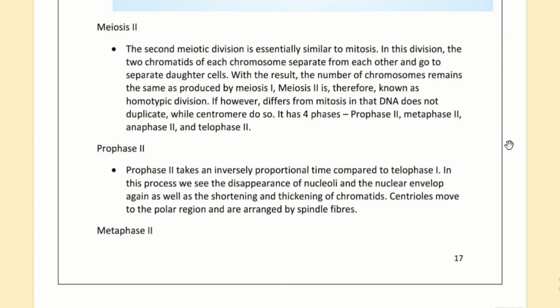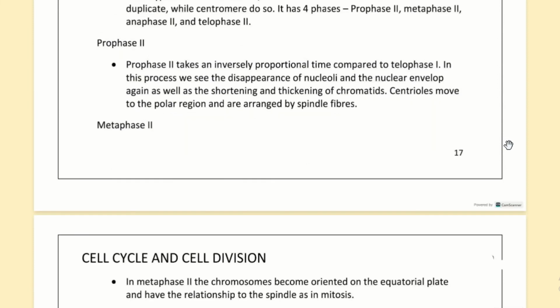It differs from mitosis in that DNA does not duplicate, while centromeres do so. It has four phases, again prophase 2, metaphase 2, anaphase 2, and telophase 2. Prophase 2 takes an inversely proportional time compared to telophase 1.